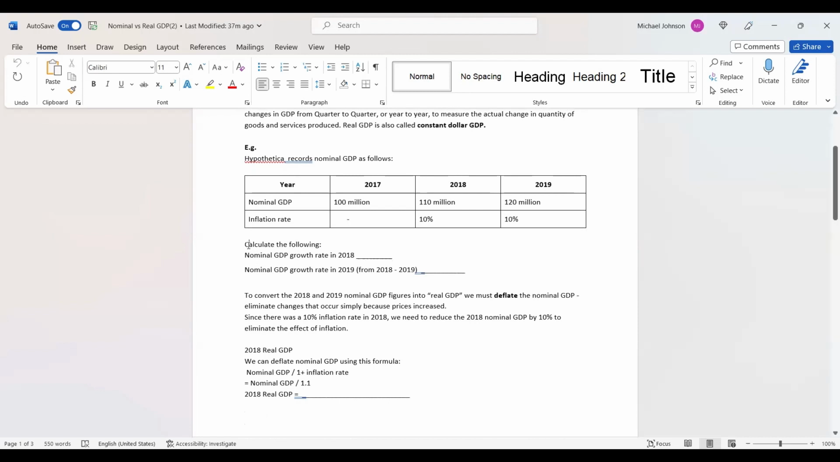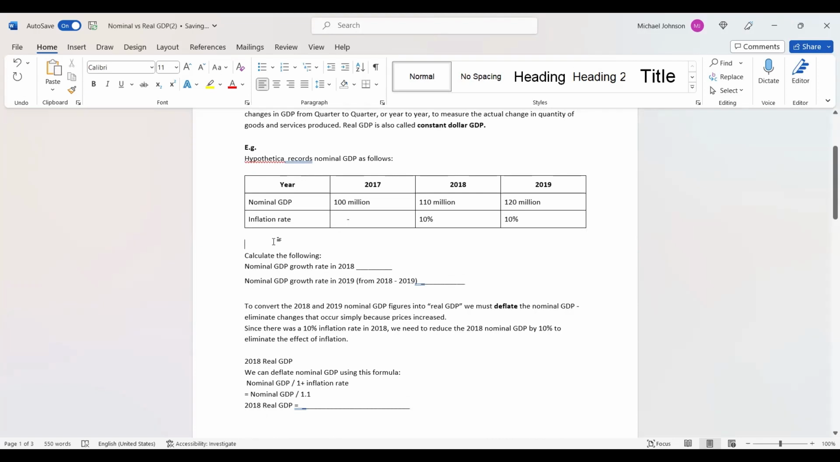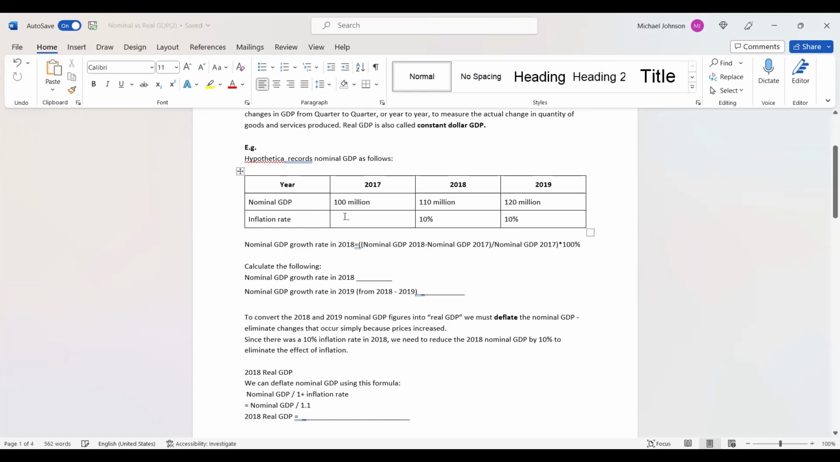I'll show you the equation to use to start. So for 2018, nominal GDP growth rate in 2018 equals nominal GDP 2018 minus nominal GDP 2017, divided by nominal GDP 2017, times 100%. So if you use that formula, what would be the nominal GDP growth rate for that time period? Does Alexandra want to try?